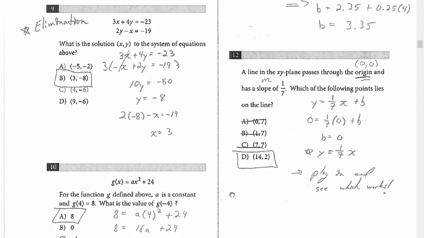Here we have a line in the xy plane that passes through the origin. So vocab term, origin. I know that's the point 0, 0. And has a slope of 1 over 7. So here, the first thing I did is I want to make sure I have the right linear equation, because it's telling me a line.